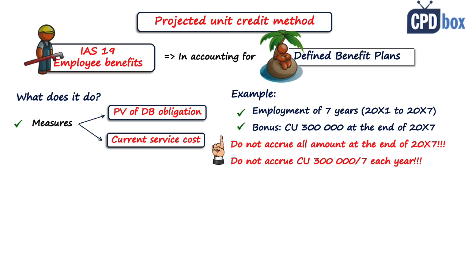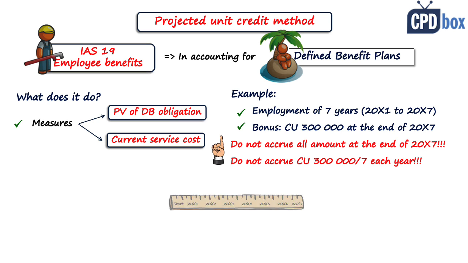Now, another mistake you could do is to divide 300,000 by 7 and recognize that amount in profit or loss each year. And that's also wrong. It's closer to the correct method, but it's still wrong because you're ignoring the time value of money and other assumptions. So what to do? Well, apply projected unit credit method as I will show you here.